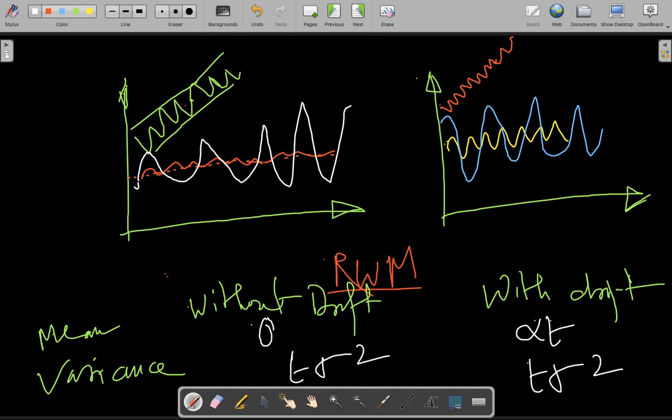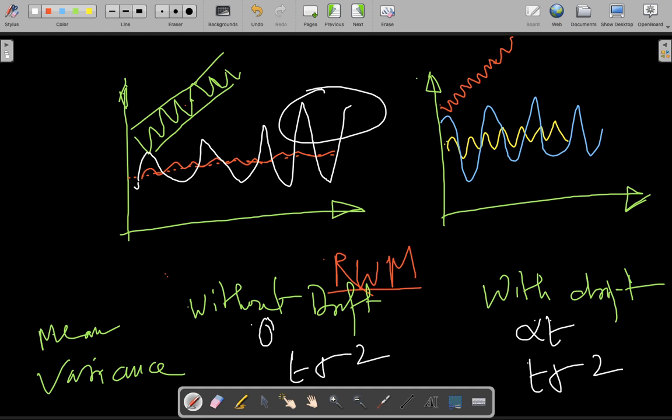Let us look first at the mean for the without drift model. It is 0, so it satisfies the condition that the mean of a stationary process is constant. 0 is basically a constant value. So I can say the random walk model without drift is a mean stationary process. Whereas if I consider the variance, it is equal to t sigma square. That means as time increases, my variance also increases. It would be something like this. So it is not a variance stationary process; the variance is increasing.